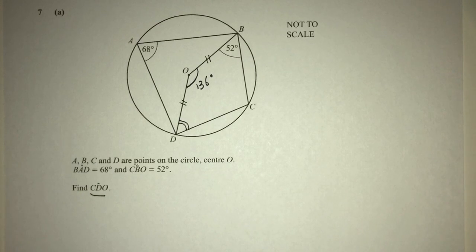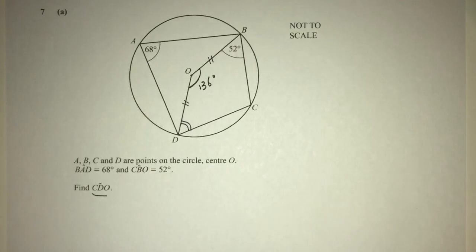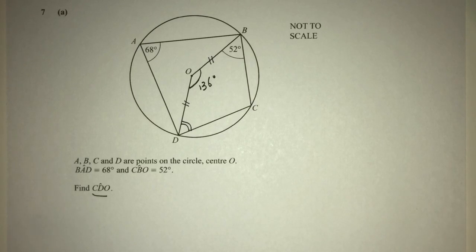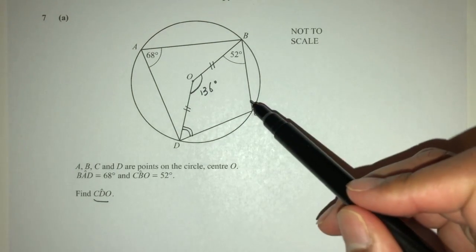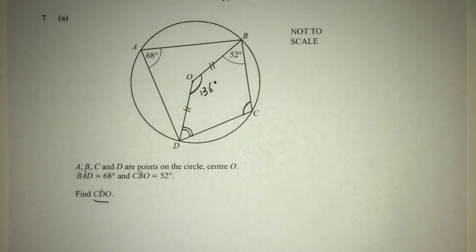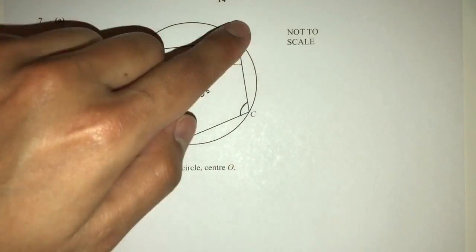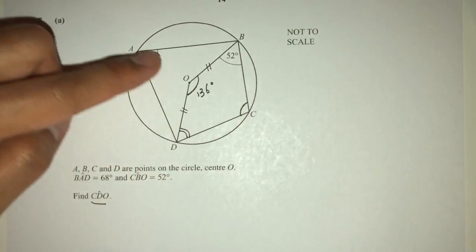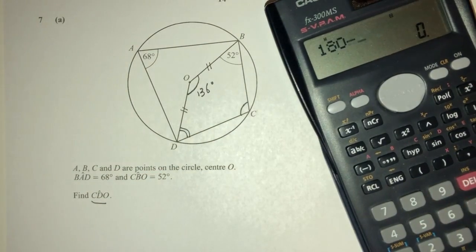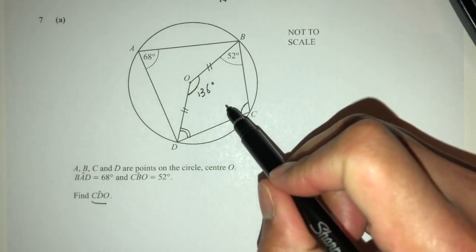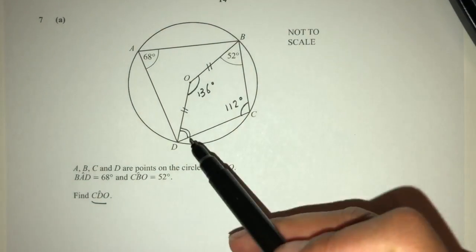That's the first step. Now, we also observe that the question tells us that A, B, C, D are points on the circle. So we have to use this somewhere, right? Because why would it tell us that information? Now, if you observe, we have this angle here. We can find this because we know that if they touch the circle, the opposite angles add up to 180. So which means angle C is 180 minus 68, that will be 112. So to find this one is pretty easy.